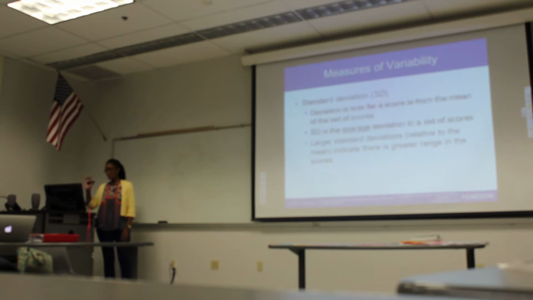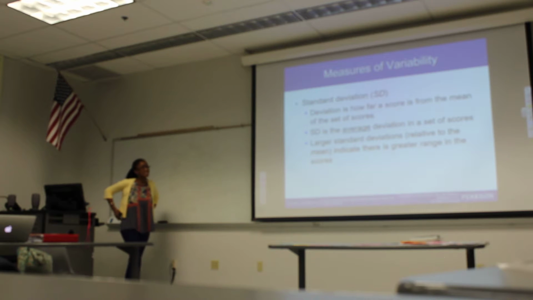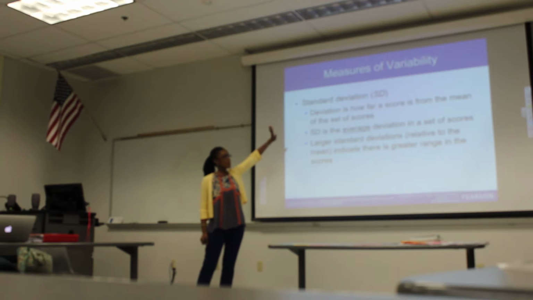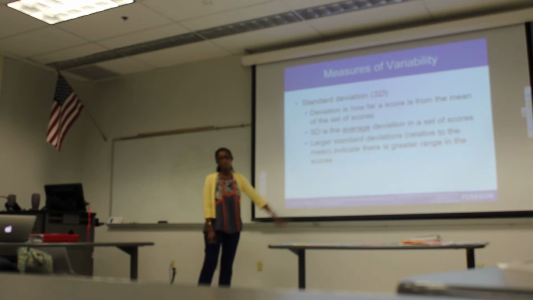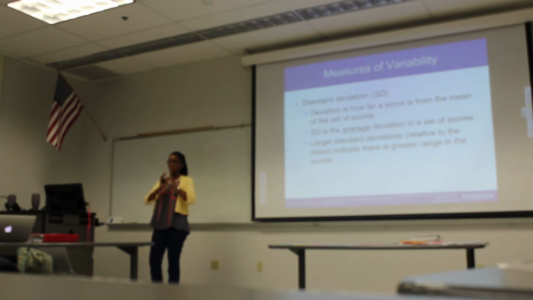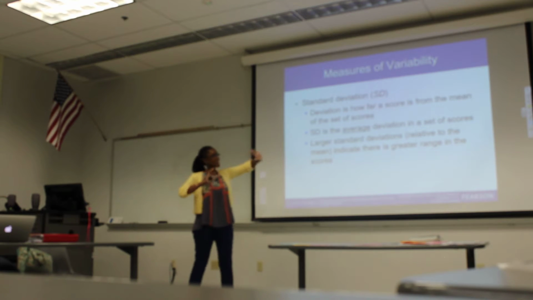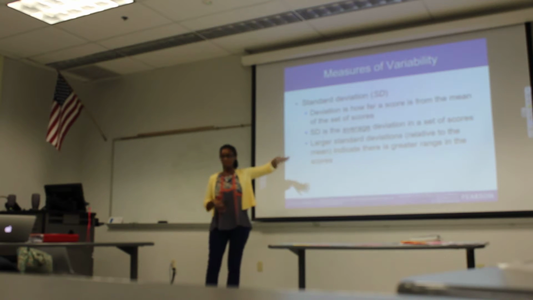What we focused on here pretty much was the SD, the standard deviation. It's how far a score is from the mean, or the average of the set of scores. So the SD, or the standard deviation, is the average deviation of a set of scores. Larger standard deviations relative to the mean indicate there's a greater range in the scores. So that is the difference in the standard deviation. So it's basically how far away the mean is from the set of scores.